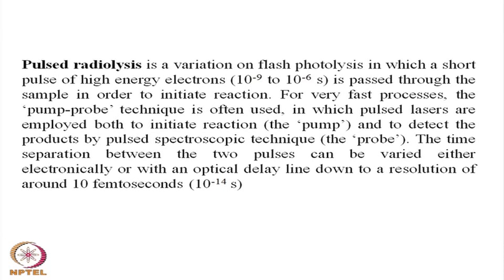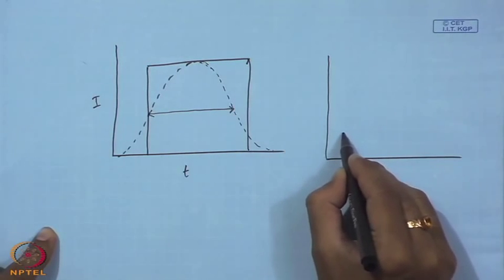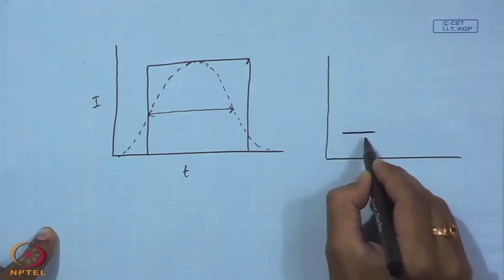For very fast processes, the pump probe technique is often used, in which pulsed lasers are employed both to initiate the reaction and to detect the products by a pulsed spectroscopic technique. The time separation between the two pulses can be varied, electronically or by using an optical delay line. In one case you pump with a laser, generating your excited state or reactive species, as in this energy level diagram, where the reactant is not in the ground state but in the excited state.